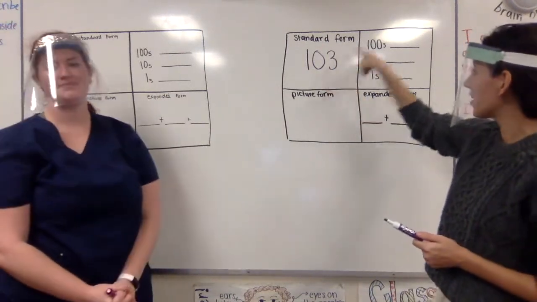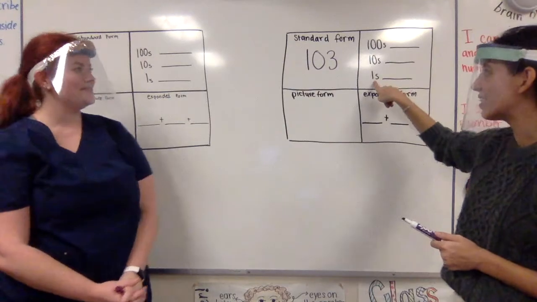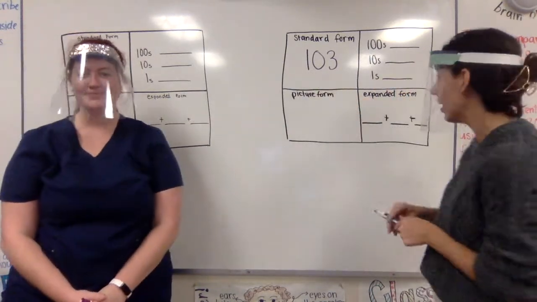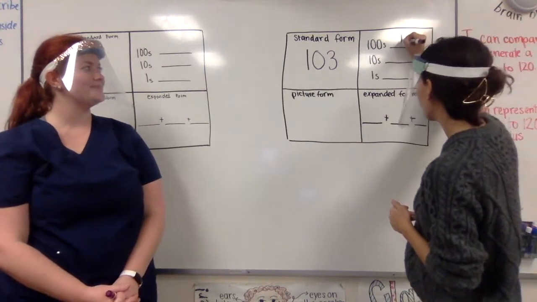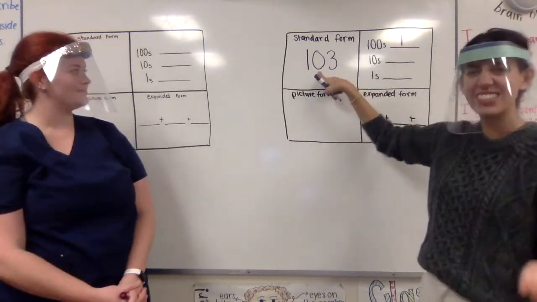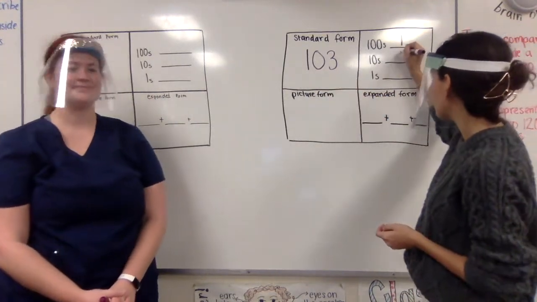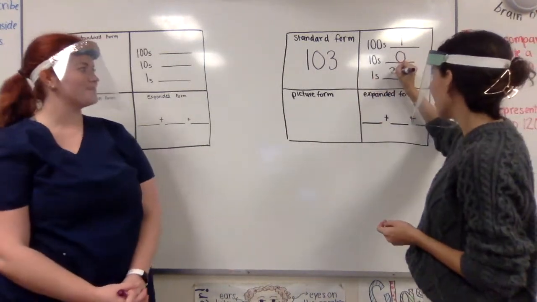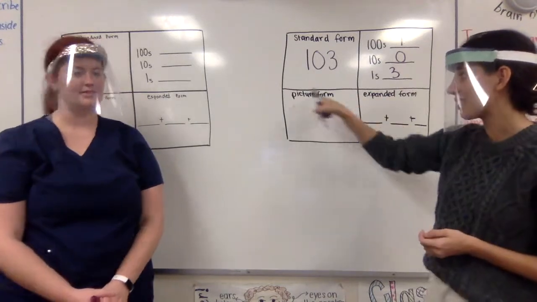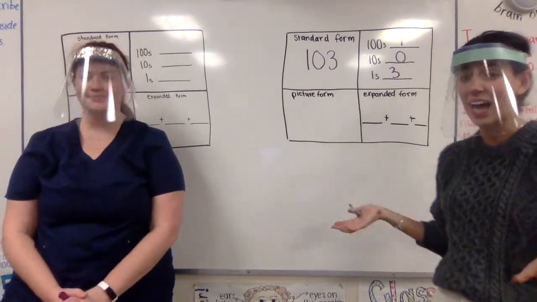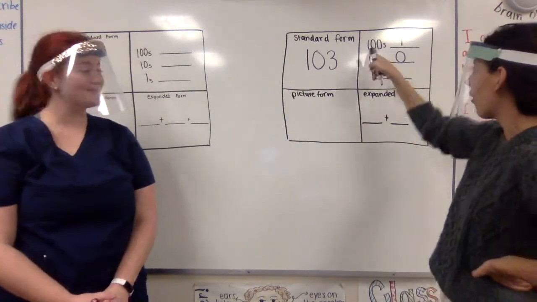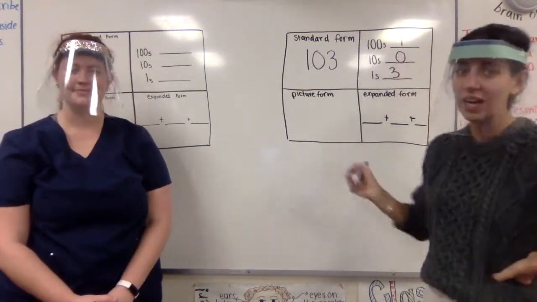So now we can look at how many hundreds, tens, and ones we have in this number. Well, I see that I have 100 in the hundreds place, so I'm going to put 1. I have 0 tens, so I'm going to put 0 tens. Oh, and I have 3 ones. Now using this, I can easily do picture form because I know exactly how many hundreds, tens, and ones to draw. So I know I need to draw 100 block.